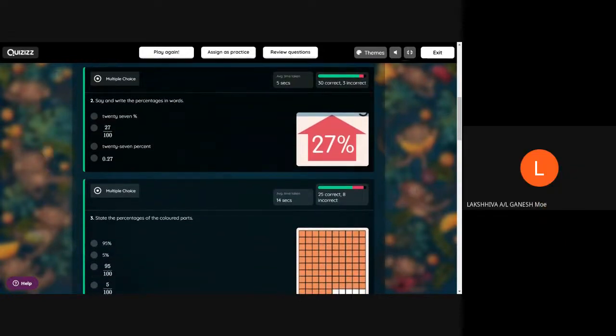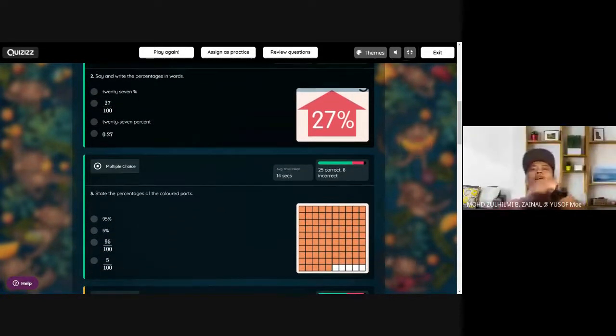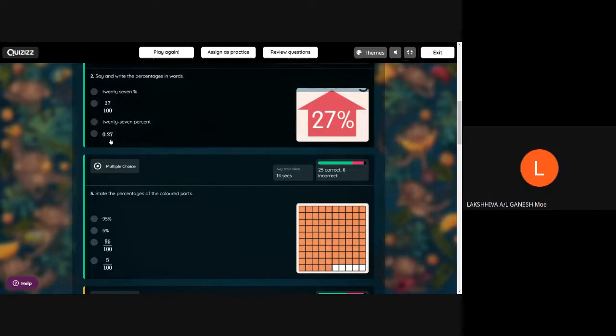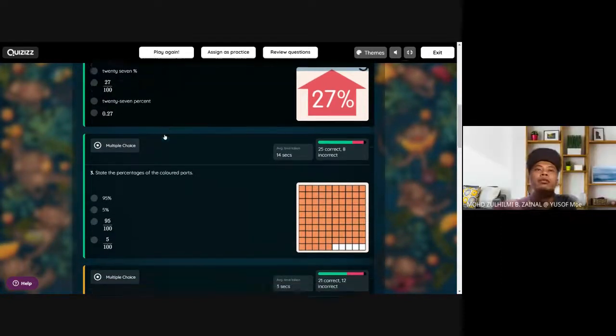Number 2, say and write the percentage in words. Words again, guys. 27%. You have to spell it out one by one, not 27%, and not in decimals or fractions.